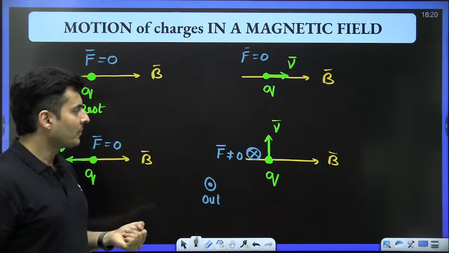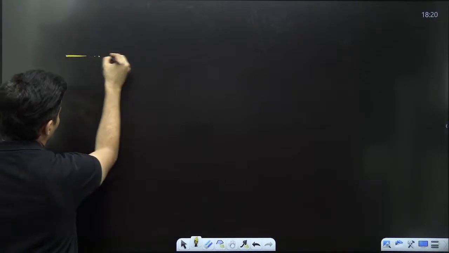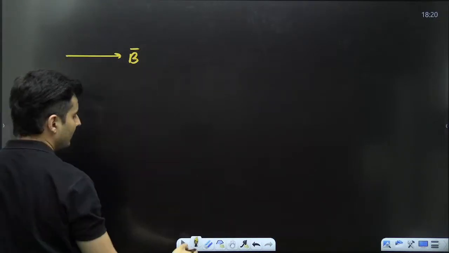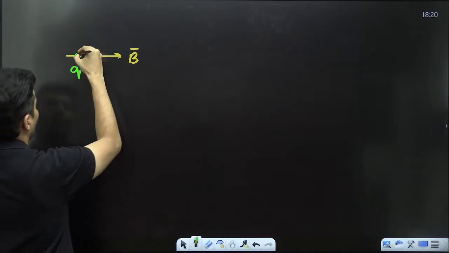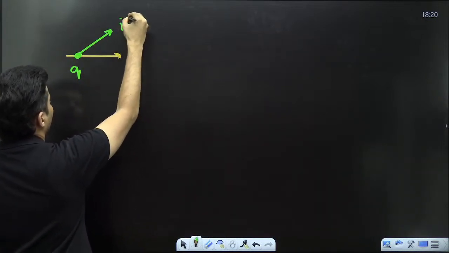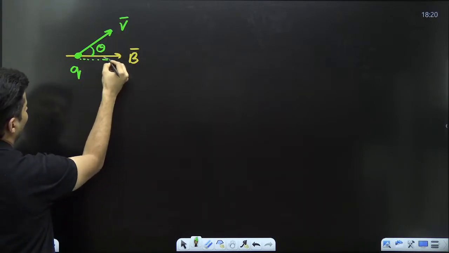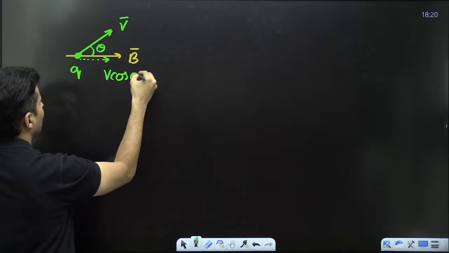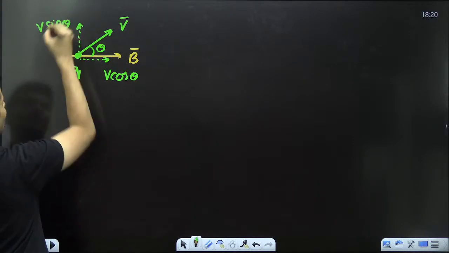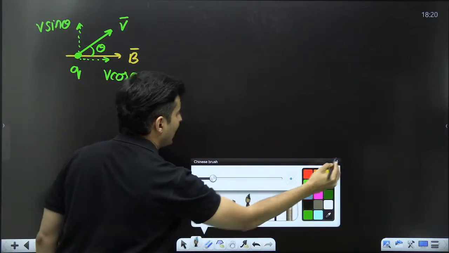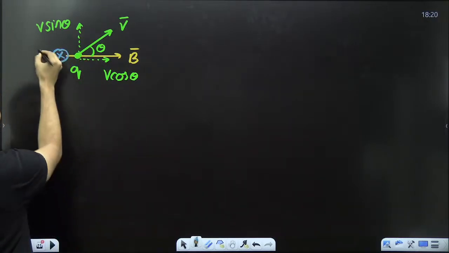Right, very good. So this made them conclude finally the statement, like if you have a magnetic field and if you take a charge q and you throw it at some angle like this, there will be two components. One will be v cos theta, the other component will be like this, which will be v sin theta, and there will be a force acting on it. The force acting will be like this.